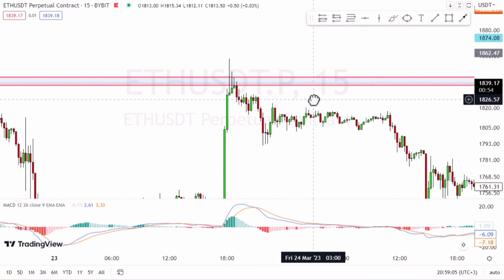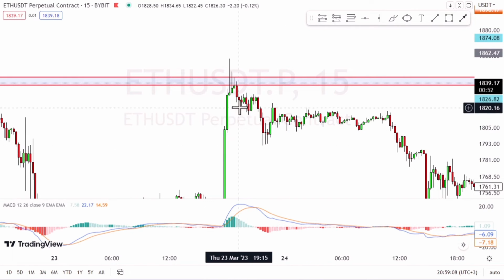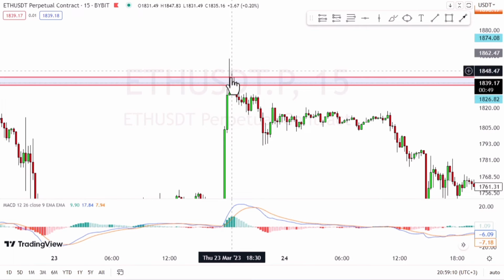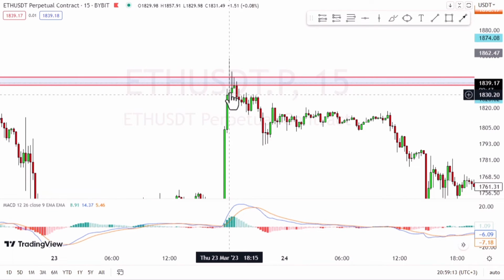Of course, we have a cross here, but this is not enough. We have to check our resistance level. So we have a resistance level. Yeah, we can be ready for the price to reverse.